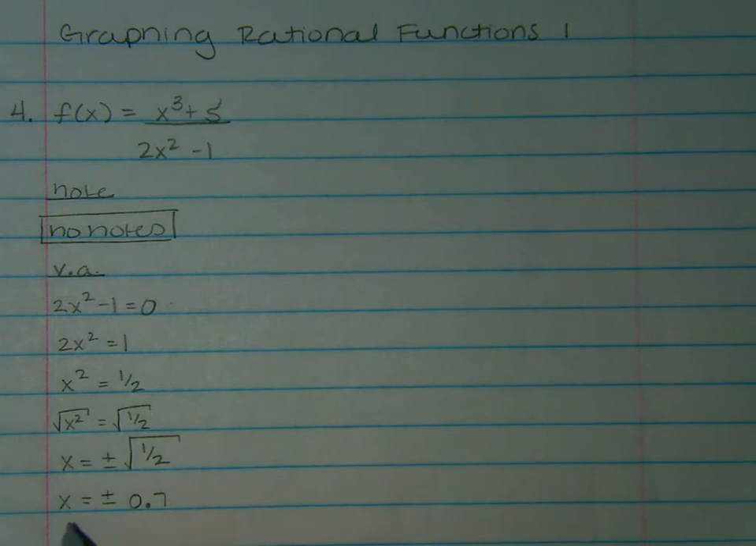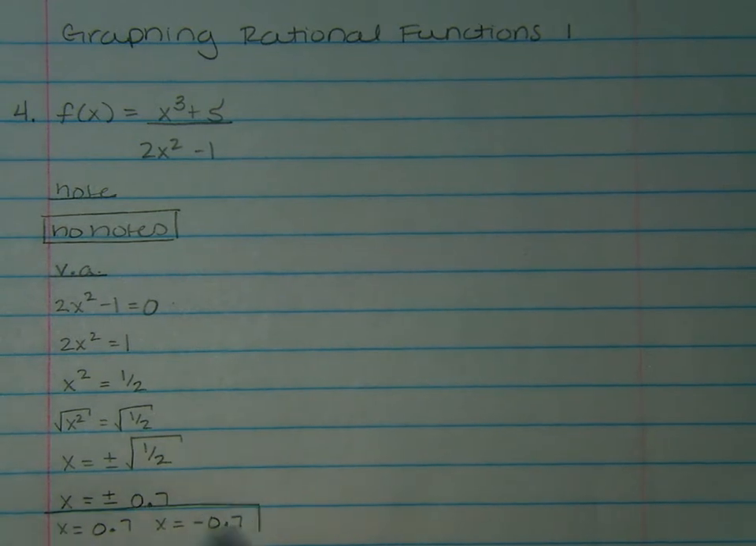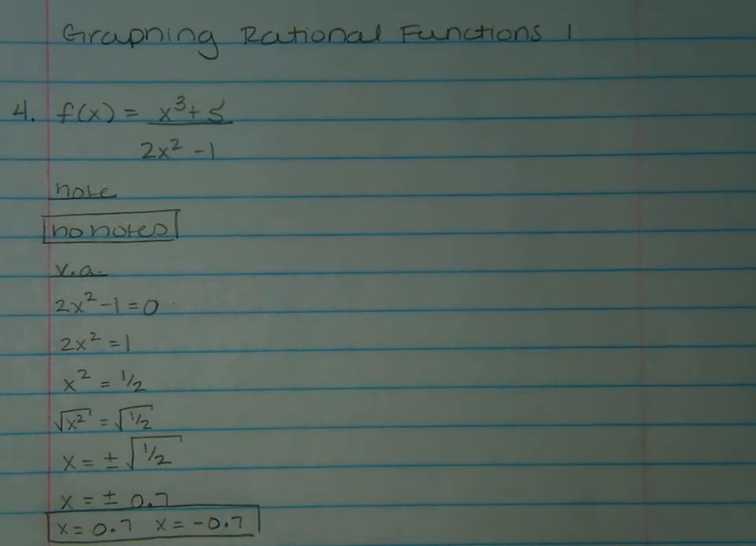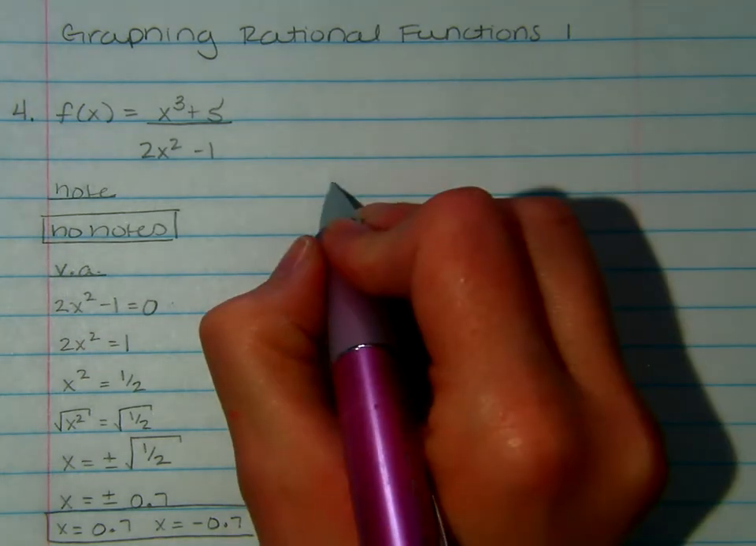Okay, and if you want to go as far as to say, okay, x equals 0.7 and x equals negative 0.7, that's probably better because how many vertical asymptotes do we have? We have 2. So separating them out might ensure that you don't forget to graph both of them. All right, that's our vertical asymptote. And then what we're going to do is we're going to find our horizontal asymptote.